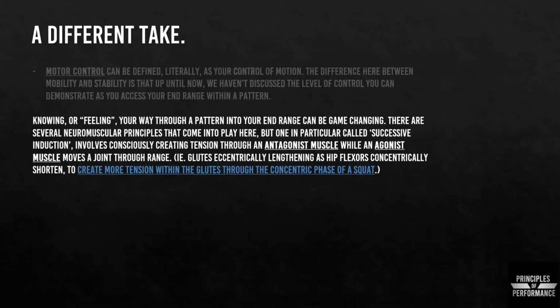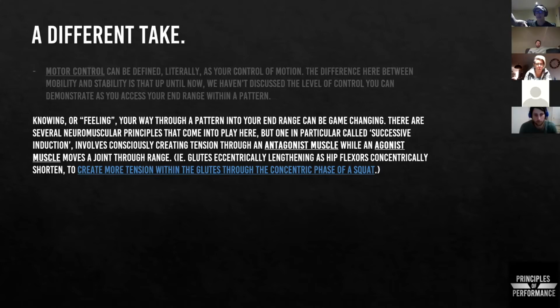There are several neuromuscular principles that come into play here, but one in particular is called successive induction and involves consciously creating tension through an antagonist muscle. So if we've got my elbow flexing, then I've got bicep working as my agonist, and the opposing muscle would be the antagonist, the tricep. The principle of successive induction here is we are creating tension through the antagonist muscle while an agonist muscle moves through a joint's range. So I would be creating tension through my tricep.